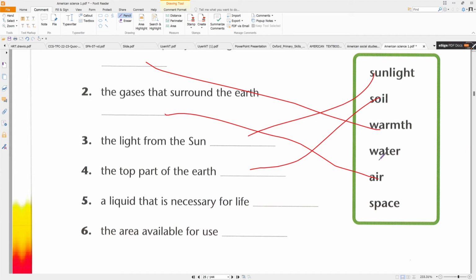A liquid that is necessary for life. So what is it anyway? Yes, it's water. The area available for use. This was a bit tricky. Can you just say space? Yes, the last question is a little difficult for you all, but congratulations to you all. But don't be sad if you are wrong. You could just fix it. I don't mind anyway.